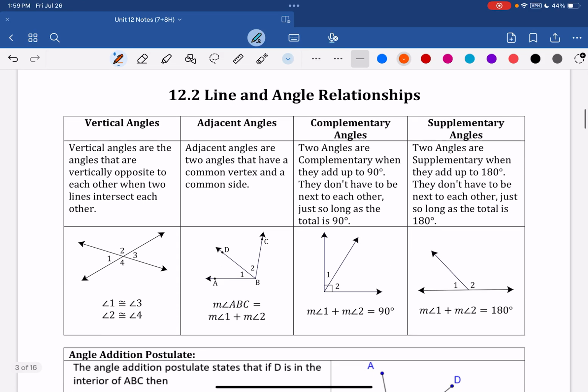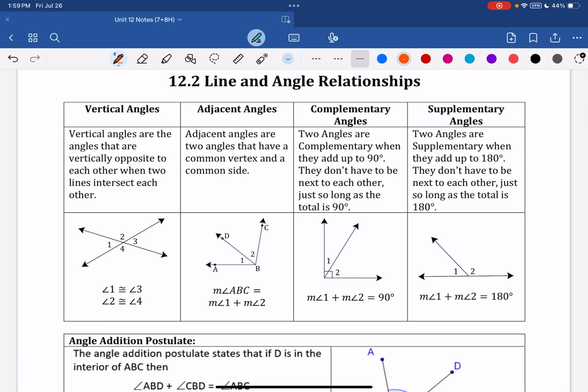All right, welcome. Today we're going to be talking about line and angle relationships. We have vertical angles, adjacent angles, complementary angles, and supplementary angles that we're going to talk about, as well as the angle addition postulate.